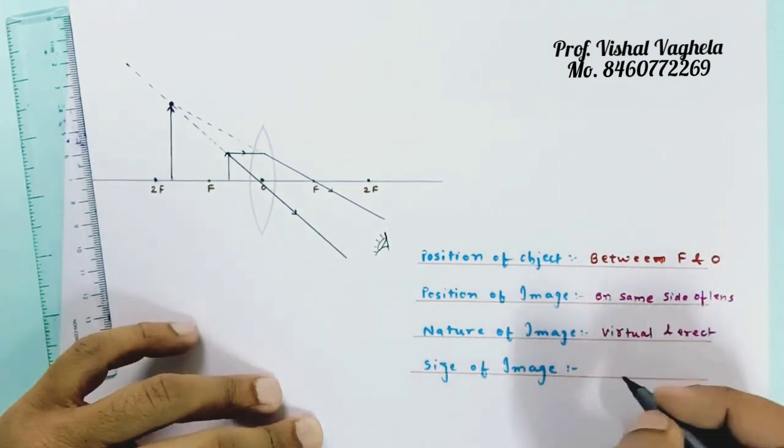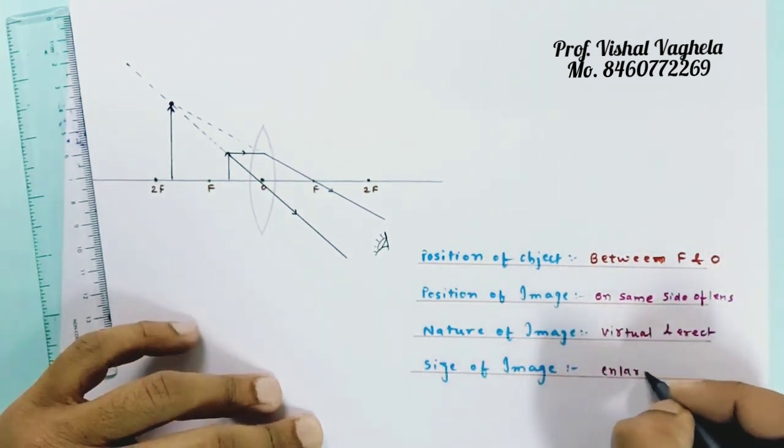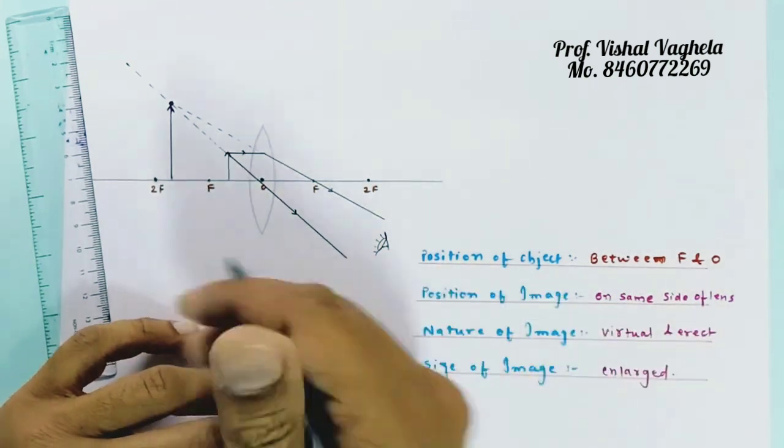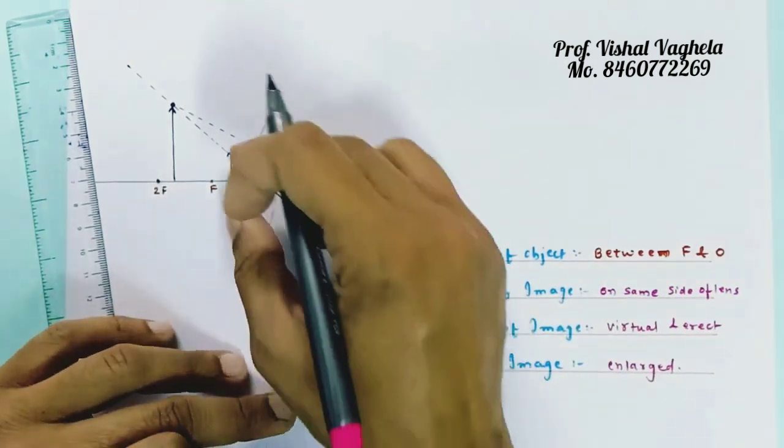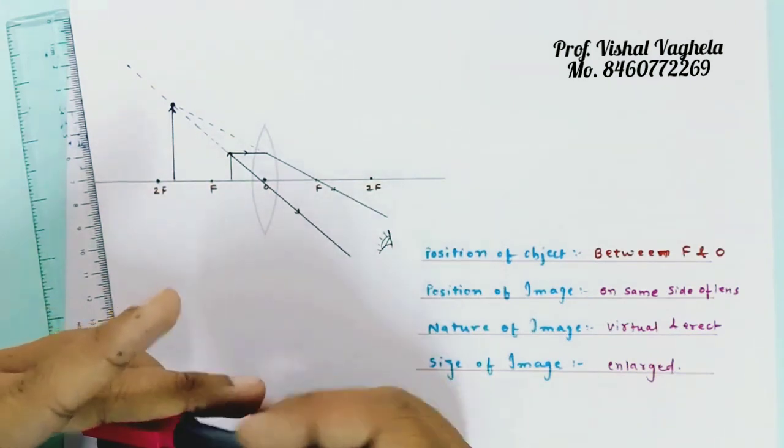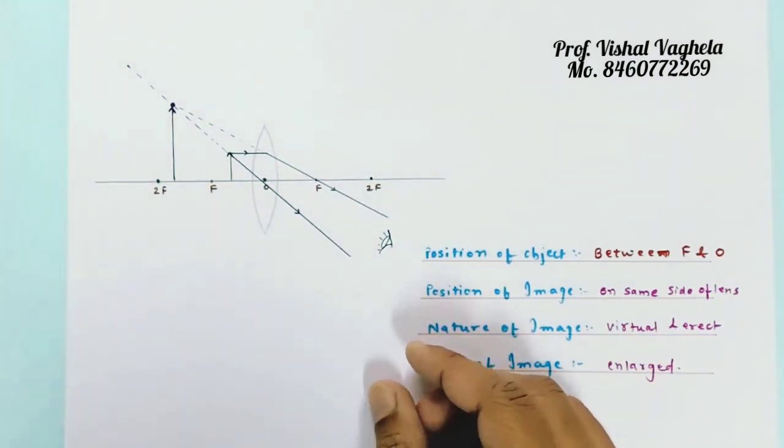Size of the image, it is enlarged. You can also write down highly enlarged. It is because the image size is too big. Right? So hopefully guys, you have understood all the ray diagrams.